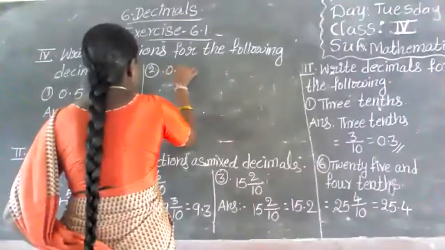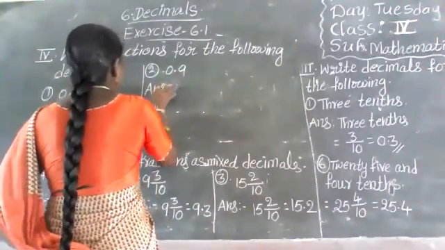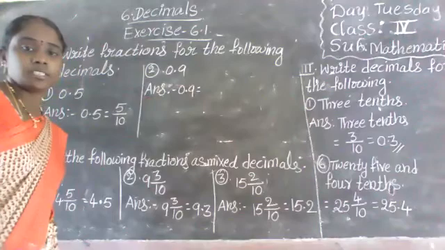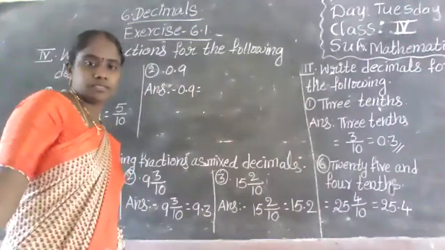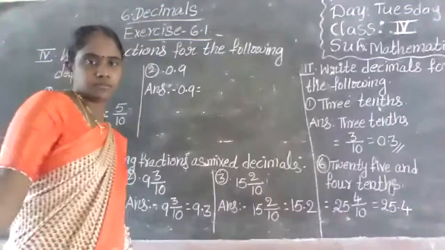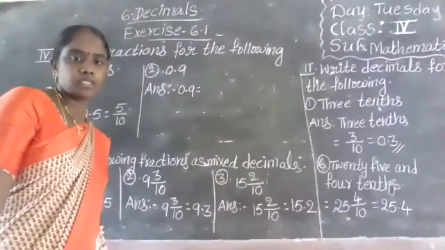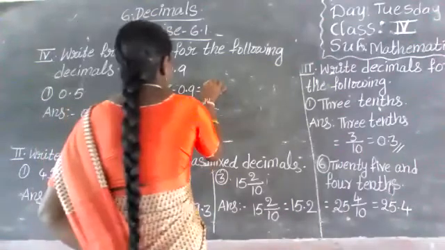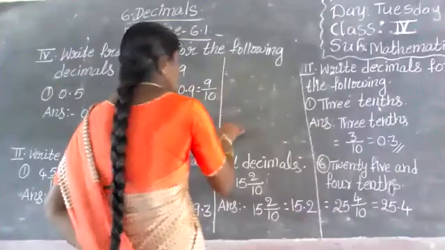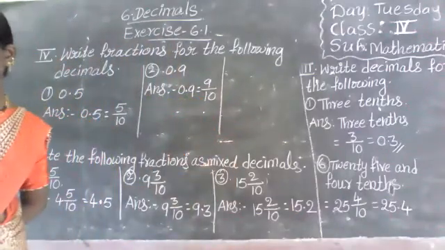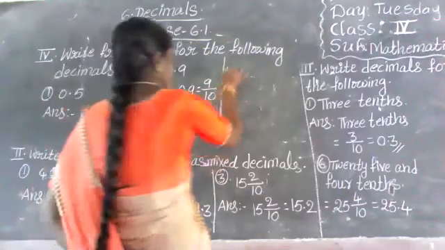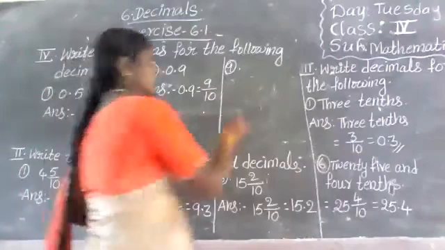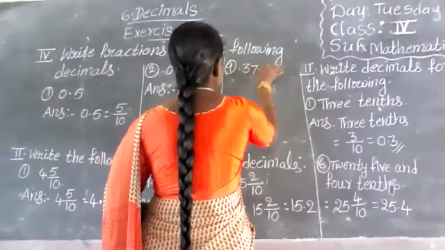0.9. How can we write it in fraction form? 0.9. Yes, very good. 9 by 10. Good. Next one. Ninth one. What is the ninth one? 37.6.